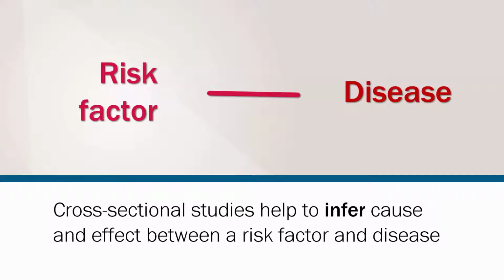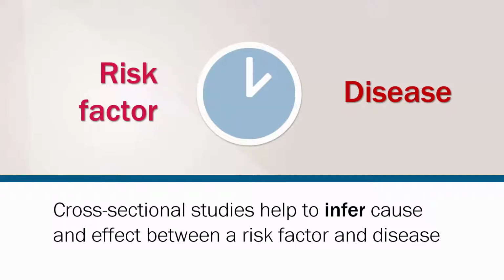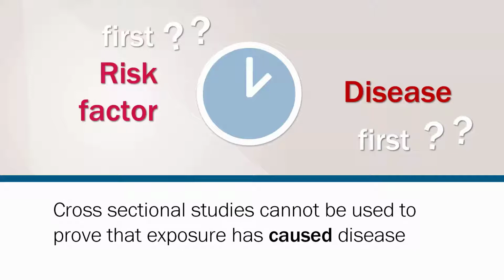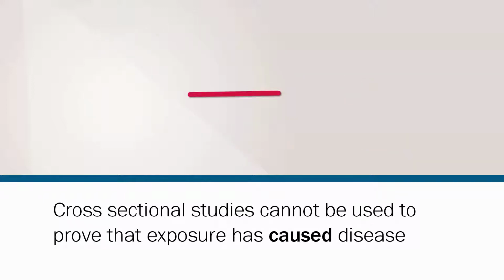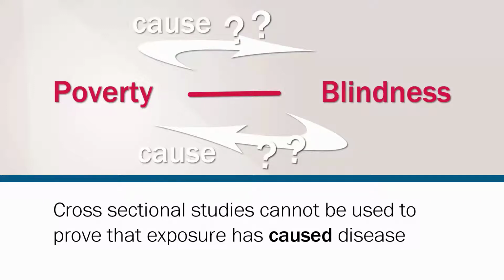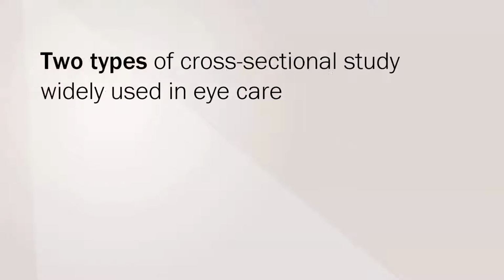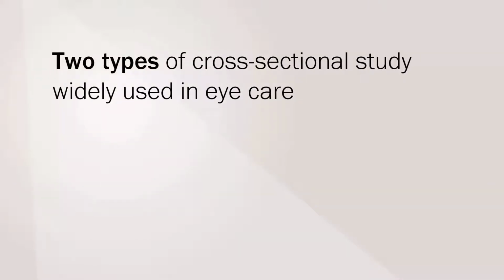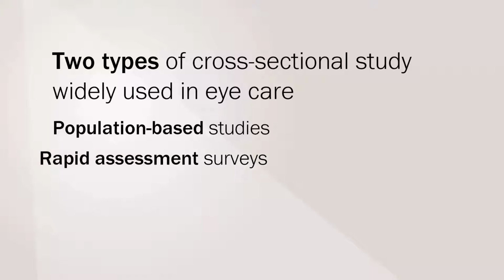However, because disease and risk factors are measured at the same time, we do not know which occurred first. We can never use cross-sectional studies to prove that exposure to a risk factor has caused a disease. For example, a cross-sectional study can tell us if there is a relationship, known as an association, between poverty and blindness, but it cannot tell us if blindness causes poverty or if being poor is a cause of blindness. In eye disease, two types of cross-sectional study are widely used: population-based studies and rapid assessment surveys.